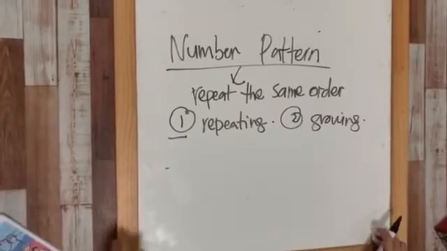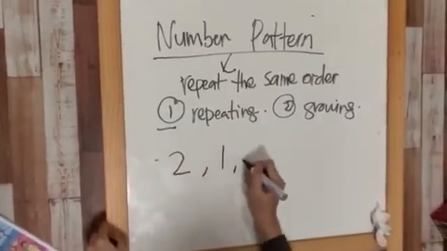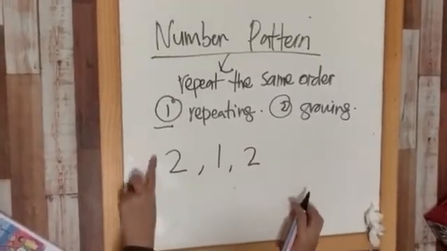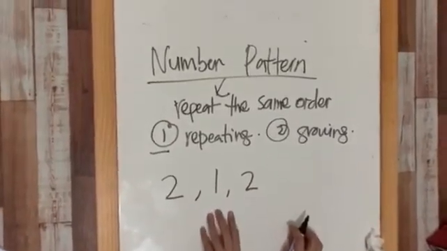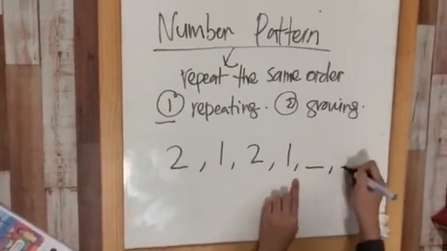For example, we have here 2, 1 and 2. Okay, so this is the order. This is the pattern of the number order: 2, 1, 2, 1. So can you guess what is the pattern here?